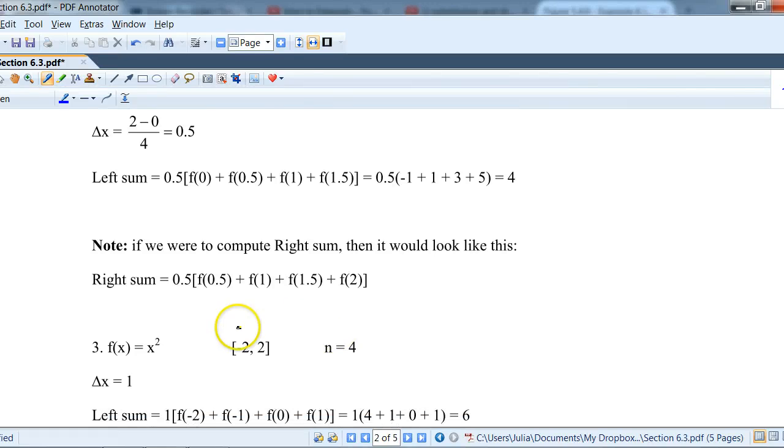Anyway, you can do it similarly in number 3. If f of x is x squared, the interval is from negative 2 to 2, and n equals 4.